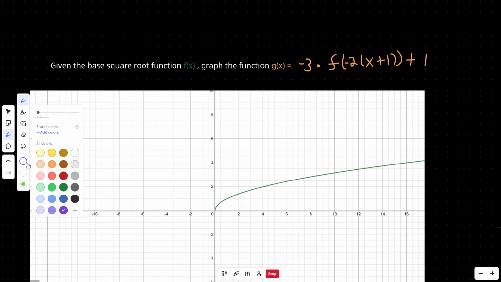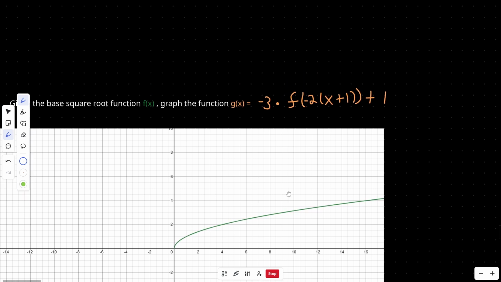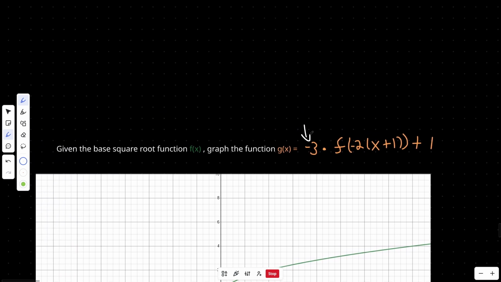Okay, since there are a lot of transformations here, I'm going to start off by identifying them. This is going to be a vertical stretch by a factor of 3, and it's going to be a vertical reflection. And this is a horizontal stretch, and it's also a horizontal reflection, because notice the negative sign here on both of these. So there are 2 reflections we're dealing with. And we're also going to be going left 1 unit because it's the x plus 1. And we're also going to be going up 1.